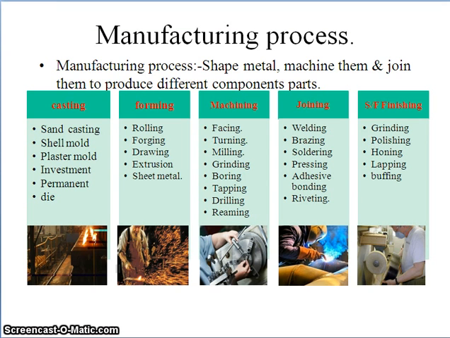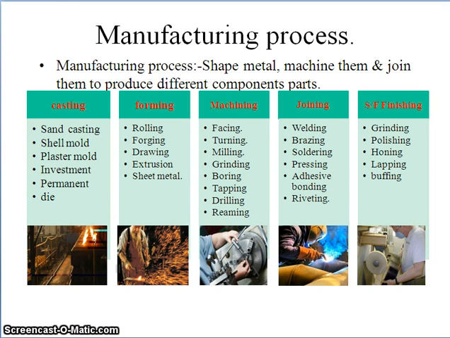The engineering definition of the manufacturing process is the process of converting raw materials into finished goods. In order to convert the raw material into finished goods, we require a number of processes and operations to be carried out on it. Hence, technically, the manufacturing process is a process in which the metal is first shaped, then machined, and finally joined to produce different components, parts, assemblies, etc.